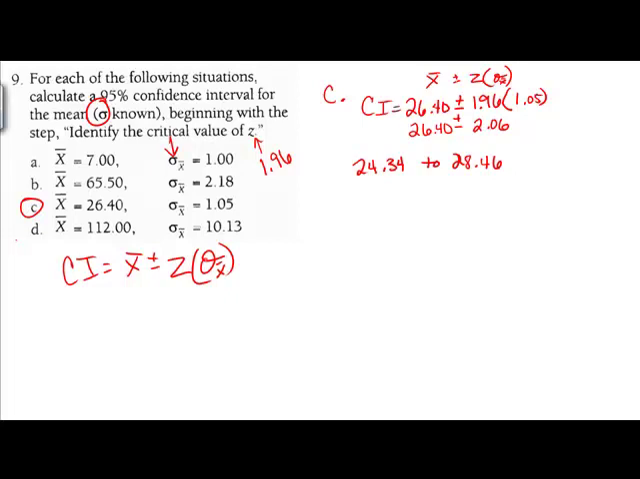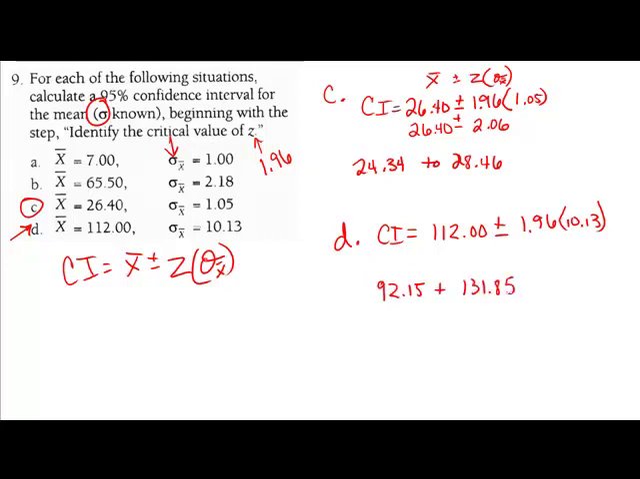Actually, no. Hit pause and do D. For D, you should look like this. Confidence interval equals 112.00 plus and minus 1.96 times 10.13. Your answers are 92.15 to 131.85. So that's what you should have got if you did D. I hope you guys are pausing these and doing some work, not just watching me. It's got to be boring.